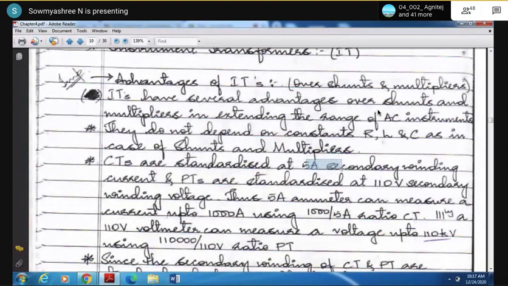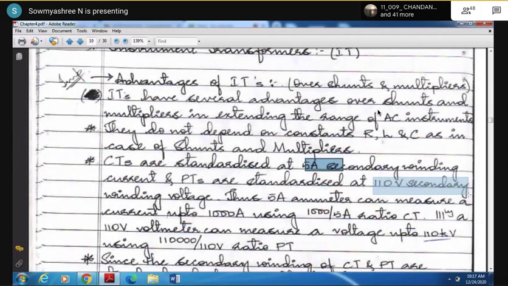Current transformer, as soon as you say that, the primary and secondary windings both come to mind, right? So always in case of CTs, the secondary winding current will be standardized at a value of 5 amperes, whereas in case of PTs, it will be standardized to the value of 110 volts. I'm talking only about the secondary winding current and voltage.